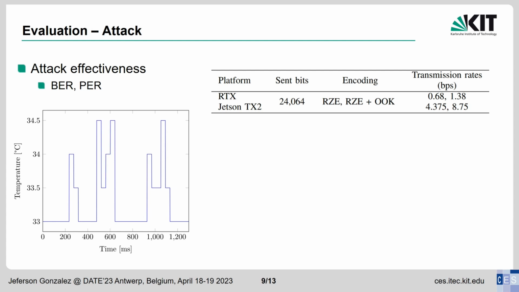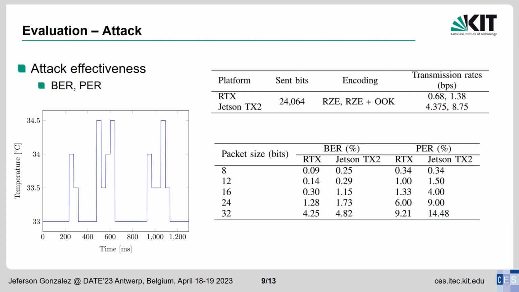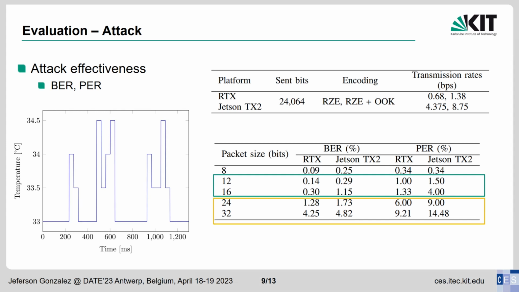In the table on the lower right, we show the bit and packet error rates for different packet sizes. As seen, for a small packet size of up to 16 bits, we achieve less than 5% packet error rate. However, as the packet size increases, we can see how the error rate increases drastically because of the temperature accumulations and the effort to heat and cool down the GPU. This is a major difference over CPU-based thermal covert channels.